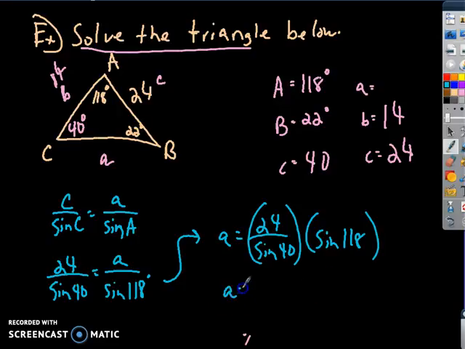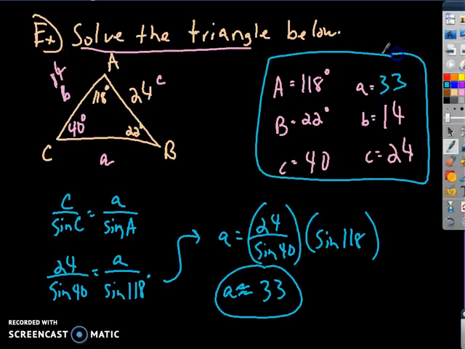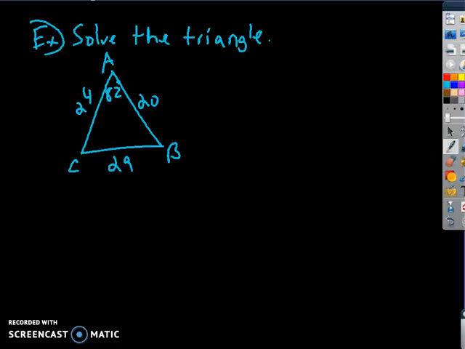So you plug that into your calculator, you should get about 33. It's a bit rounded up, but it's roughly 33. And that's it. That's how we use the law of sines if we want to find the sides. So this last piece is 33, and now we've filled in all the information, so we solved the triangle. We found all the missing parts of it. All right, I'll give you one last example on law of sines, and that'll be it.